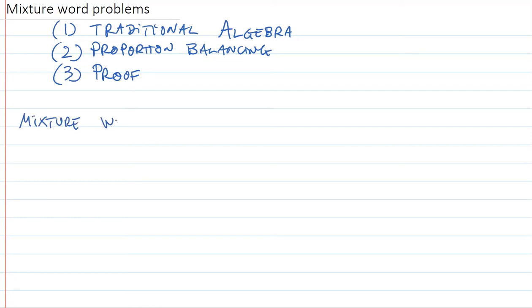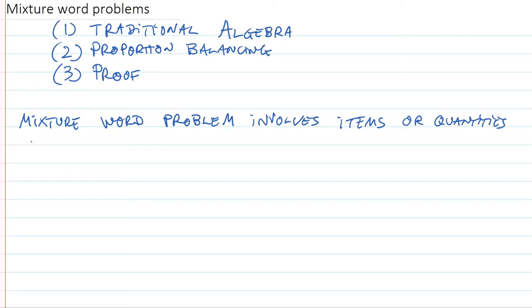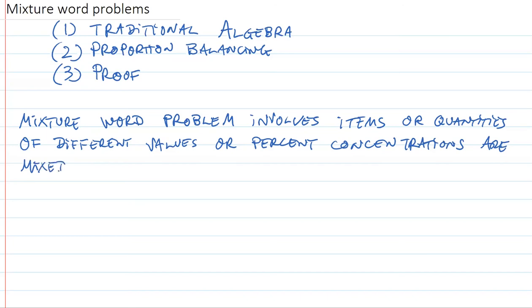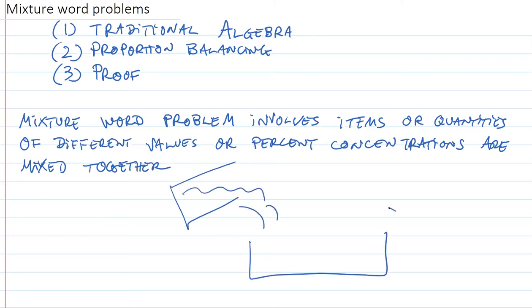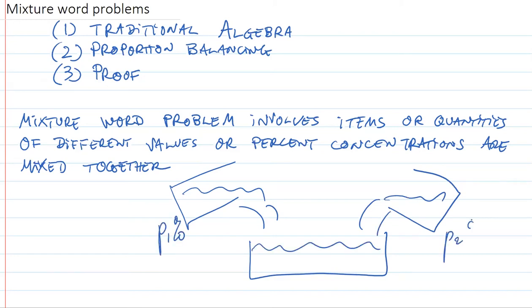So a mixture word problem is a kind of word problem where items or quantities of different values or percent concentrations are mixed together. Sometimes different liquids of different percent concentrations are mixed together, resulting in a liquid with a new concentration. Sometimes it's quantities of different dollar values are mixed together, or investment accounts of different return rates are mixed together. They're all approached the same way. So let's take an example.